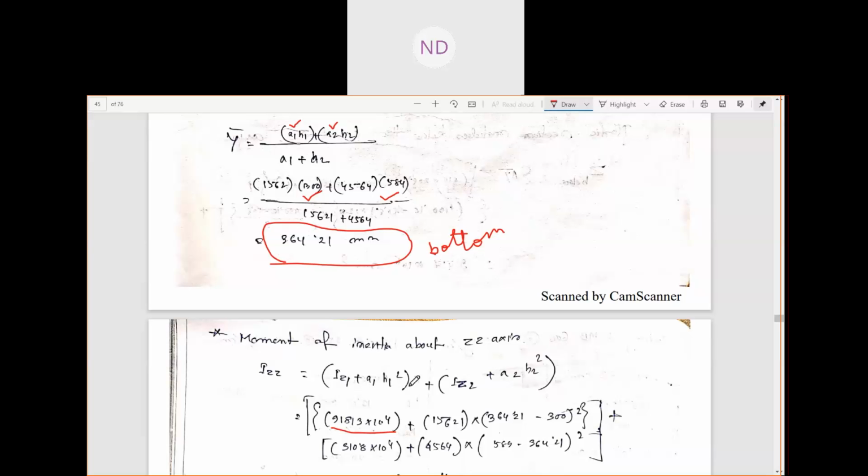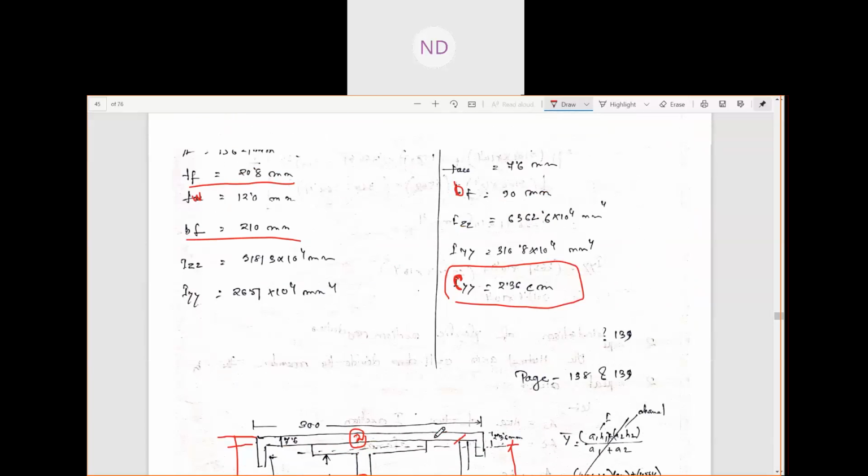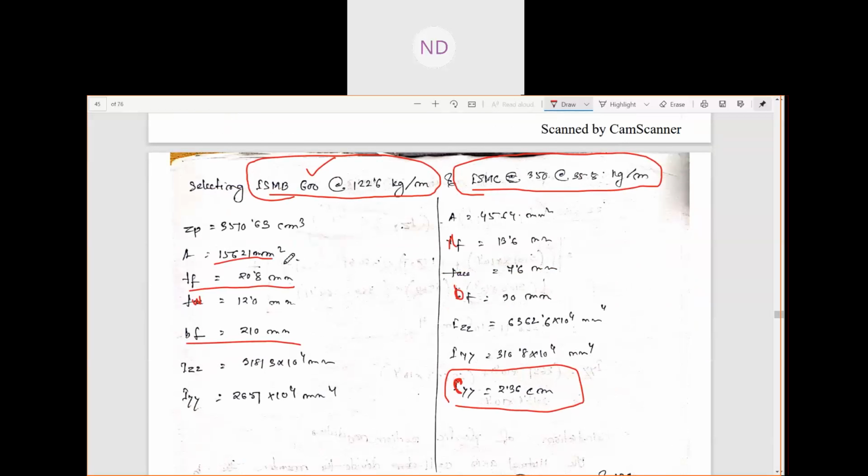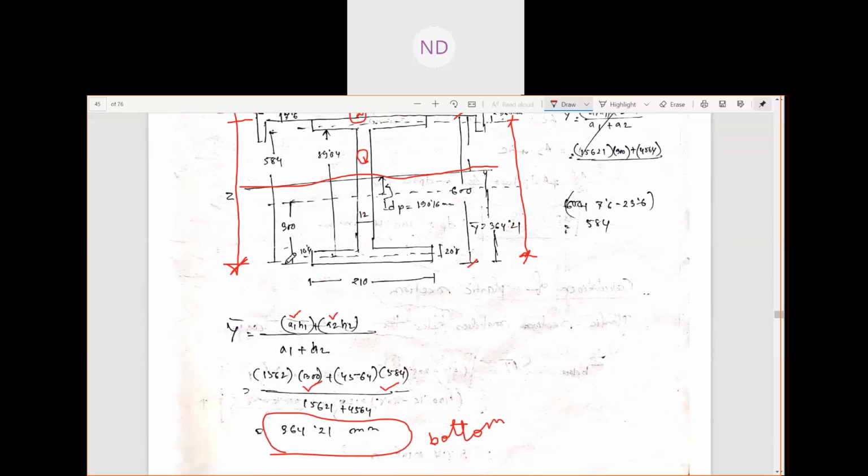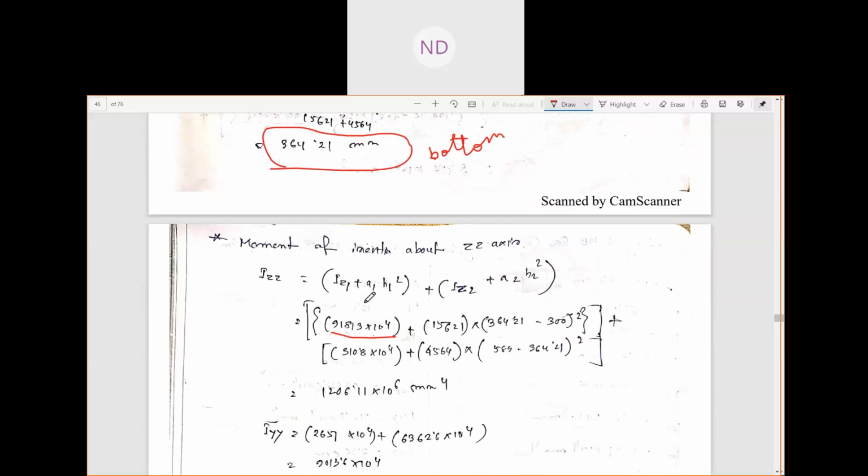Then we have A1H1 square. That means, in the previous classes also, you have done Ar square like that. So that is A1H1 square here. A1, we know the area of the I section, is 15621. So next is your H square. So what is H1 square now? That is the distance from here.